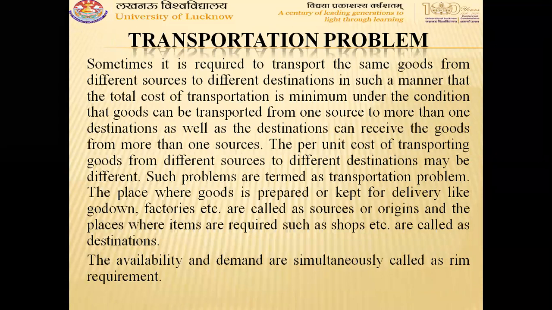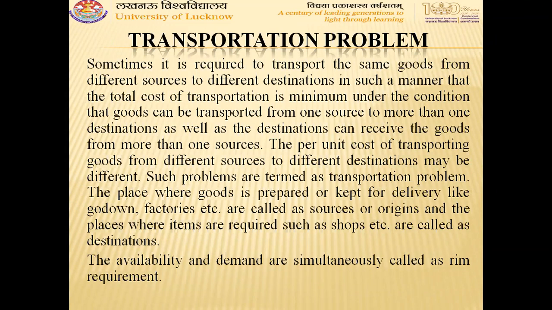Again repeating. Sometimes it is required to transport the same goods from different sources to different destinations in such a manner that the total cost of transportation is minimum, under the condition that goods can be transported from one source to more than one destinations, as well as the destinations can receive goods from more than one sources. The per unit cost of transporting goods from different sources to different destinations may be different.